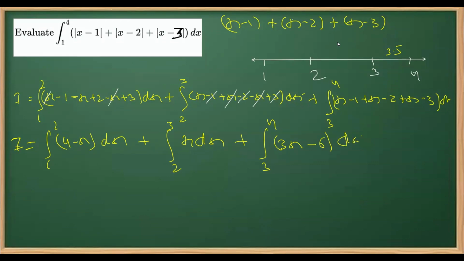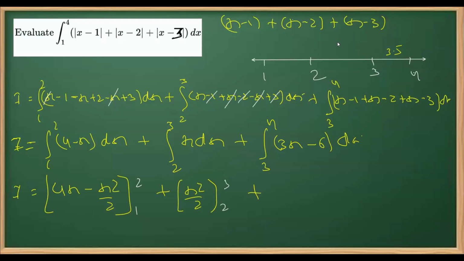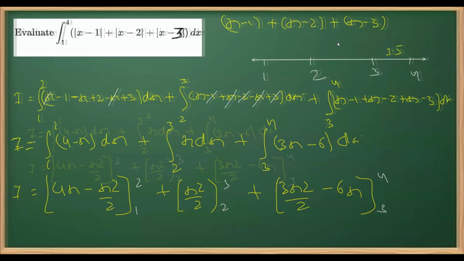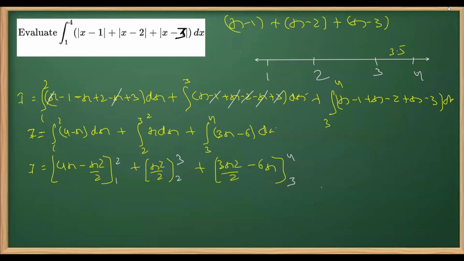Next, I'll do the integration. So I is equal to the integration. This is 4x minus x squared by 2, and the limit here is 1 to 2. For the next, it is x squared by 2, and the limit is 2 to 3. The last one is 3x squared by 2 minus 6x, and the limit is 3 to 4. Now our next job is to place the limits here.